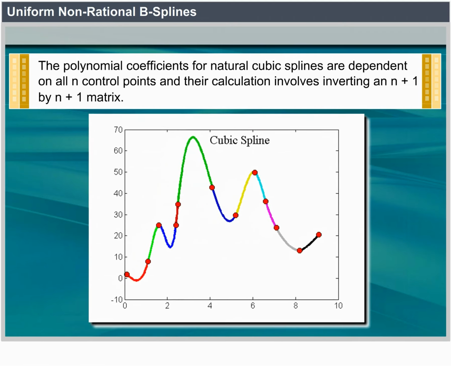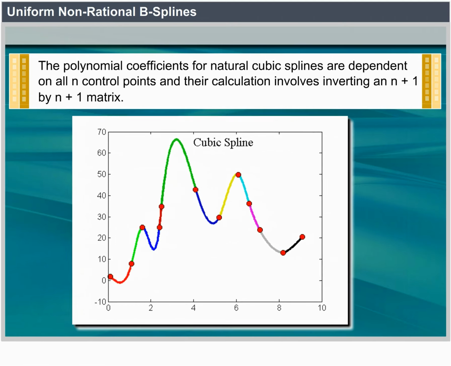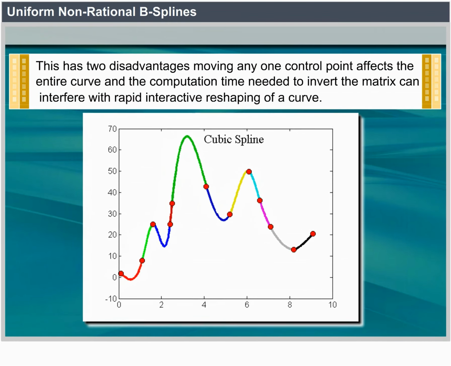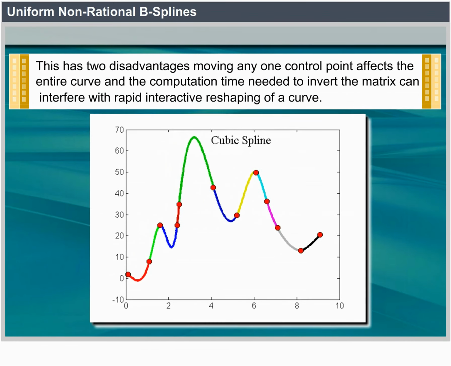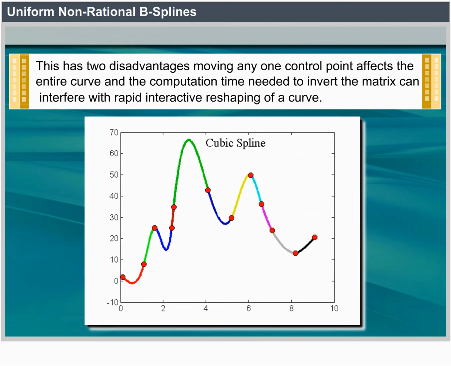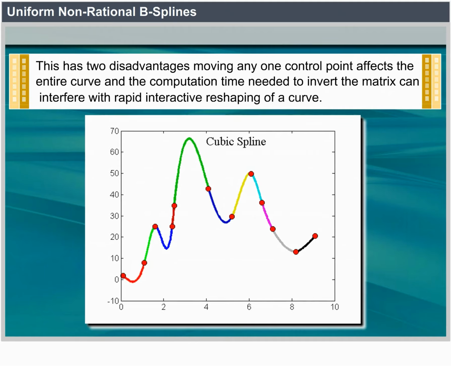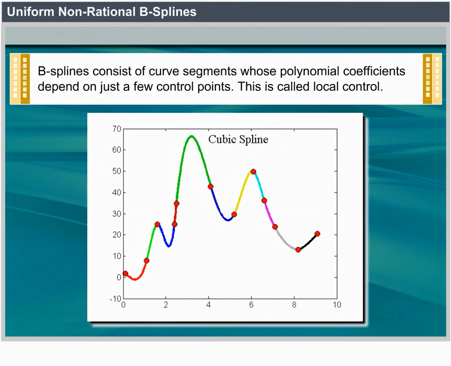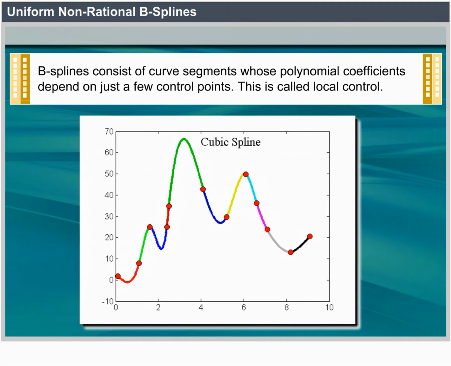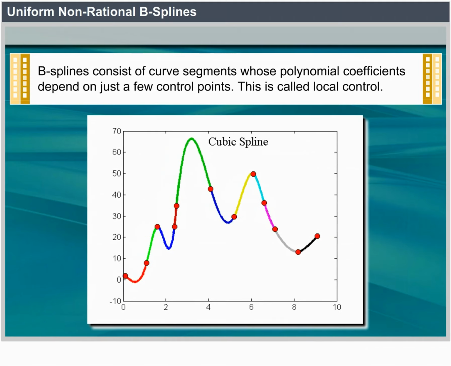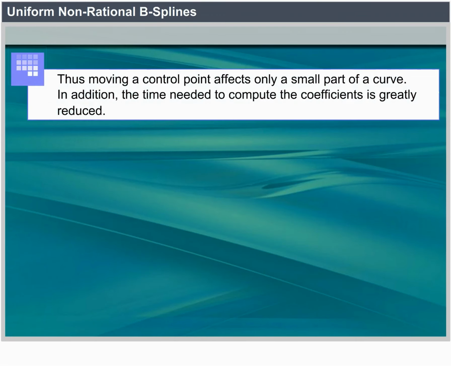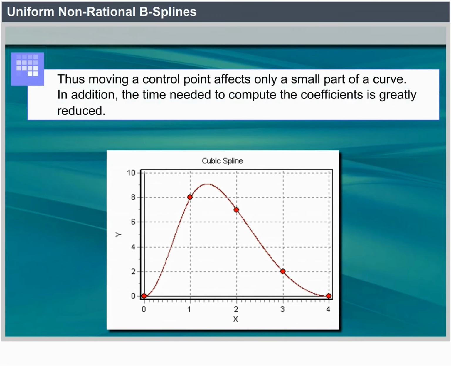This has 2 disadvantages. Moving any one control point affects the entire curve, and the computation time needed to invert the matrix can interfere with the rapid interactive reshaping of a curve. B-splines consist of curve segments whose polynomial coefficients depend on just a few control points. This is called local control. Thus, moving a control point affects only a small part of the curve. In addition, the time needed to compute the coefficients is greatly reduced.